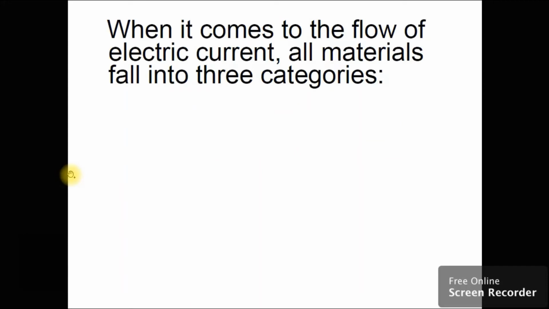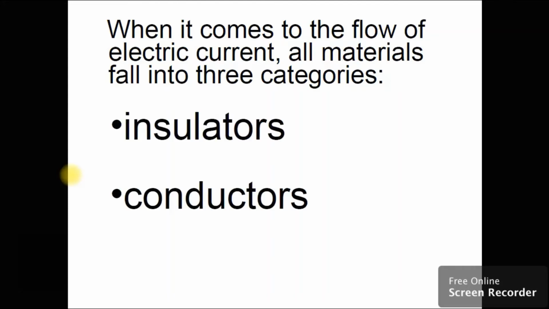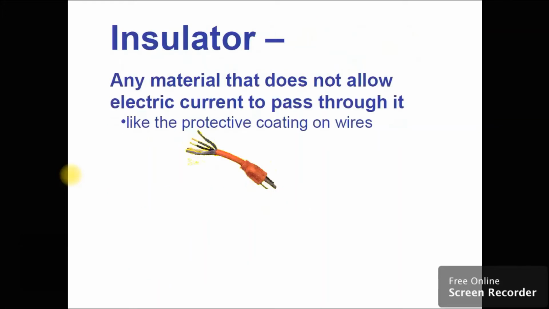Oh, then we're going to switch over to, what was I going to do? There, conductors and insulators. This is a little bit more sciencey. It's still pretty easy stuff. When it comes to the flow of electric current, all materials fall into three categories: insulators, conductors, we just talked a bunch about that, and then also resistors. Insulator: any material that does not allow electric current to pass through it, just like the definition we covered.